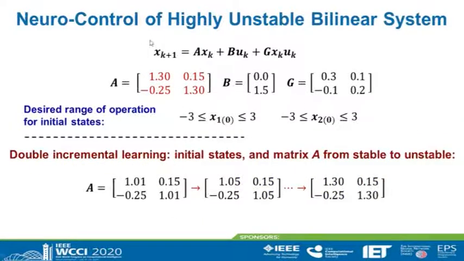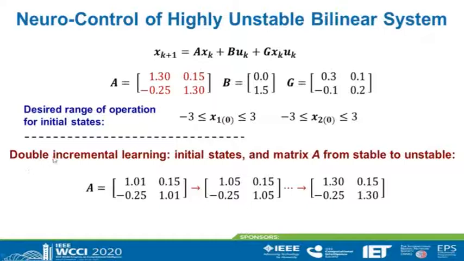Here we show a second problem. It's a highly unstable bilinear system. In this case, matrix A is highly unstable. And again, the problem is to train the neural network, the neural controller, so that the system, starting from initial states within this range, the state variables converge to the final decided states 0, 0.